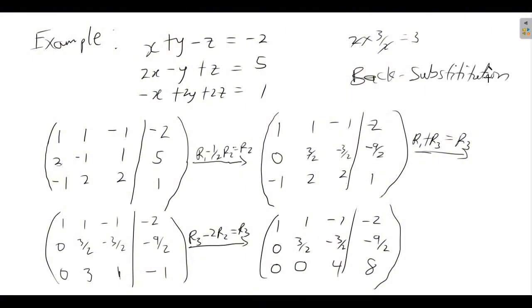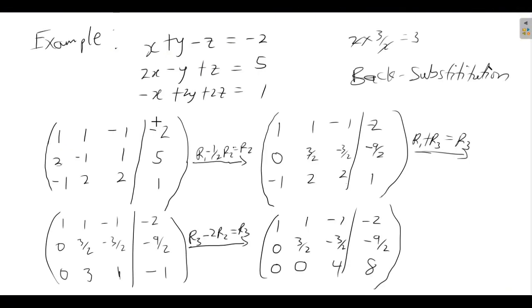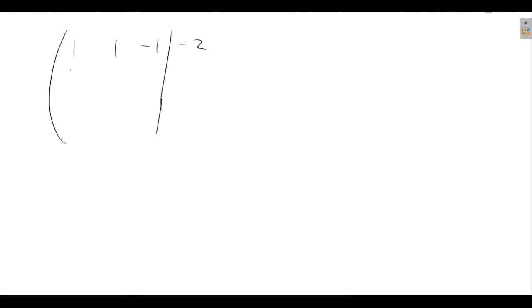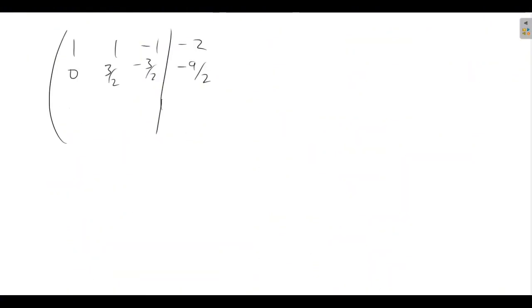In fact, let me write this matrix again. So we have 1, 1, negative 1, then negative 2. And then we have 0, 3 over 2, minus 3 over 2, then negative 9 over 2. Then we have 0, 0, 4, then 8. So we are going to do what we call the back substitution.